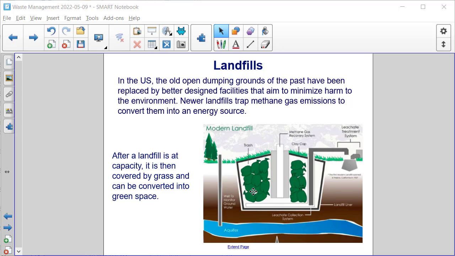So you can see we have trash here. There's a clay cap on the landfill. There's a way to capture the methane gas and recover it. And anything that leaks gets collected and then treated. The landfill has a liner. And there is a well dug to monitor the groundwater to make sure that nothing contaminates the groundwater. After a landfill is at capacity, it is then covered by grass and can be converted into green space.